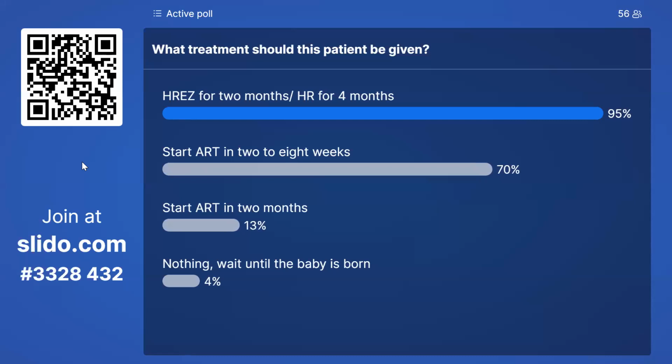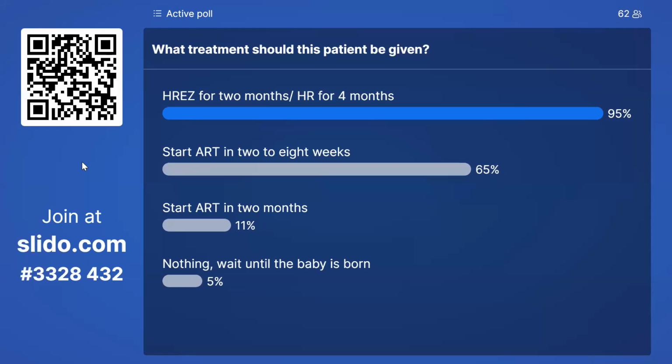We don't hold back on anything. We're not worried about the side effects of these drugs. We've used them extensively in pregnancy, and TB contributes to maternal mortality. So, when should we start antiretroviral therapy? Well, we can start it in 2 to 8 weeks.